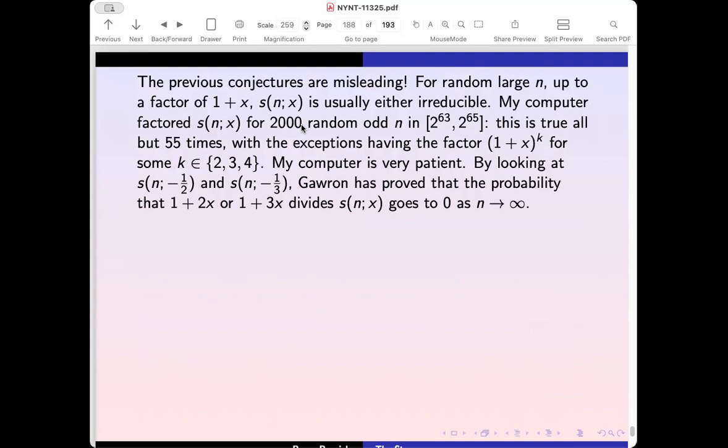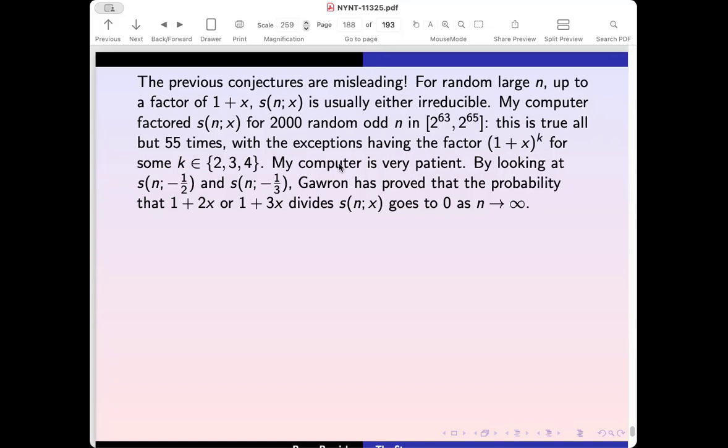But these conjectures are misleading. For random large n, up to the factor of 1 plus x, Sn of x is usually irreducible. I took 2,000 random odd numbers in the interval 2 to the 63, 2 to the 65. And this was true for all but 55 times, and the exceptions all just had a higher power of 1 plus x.